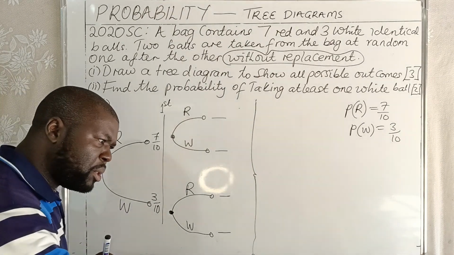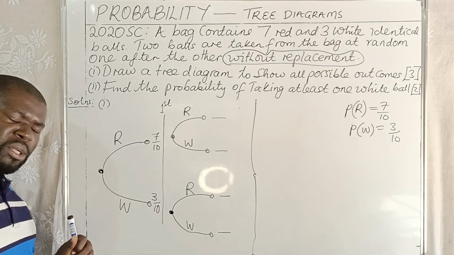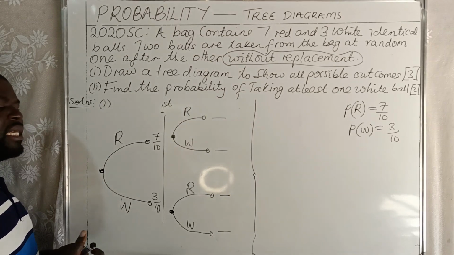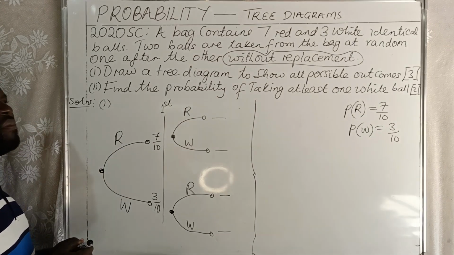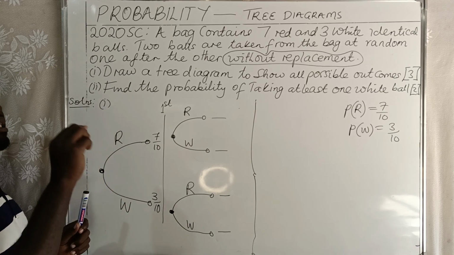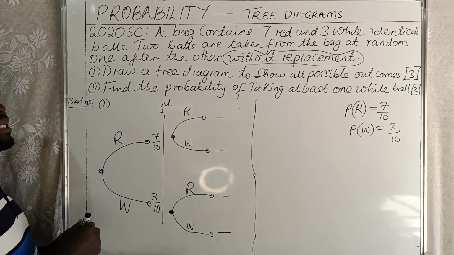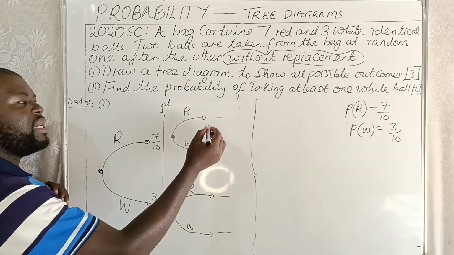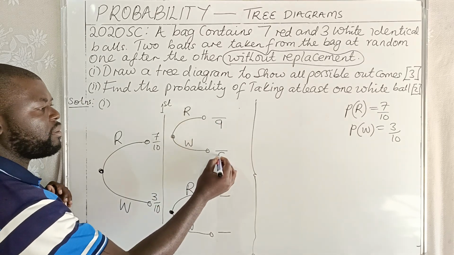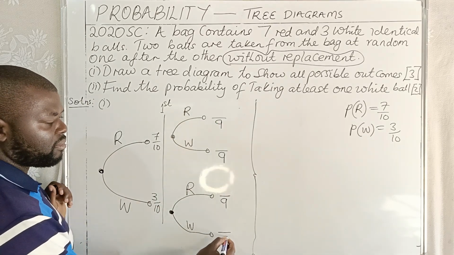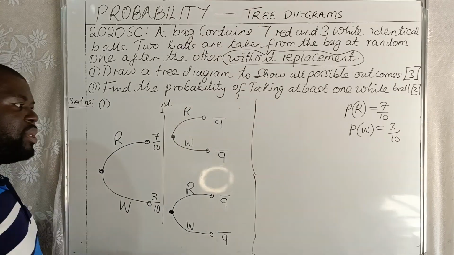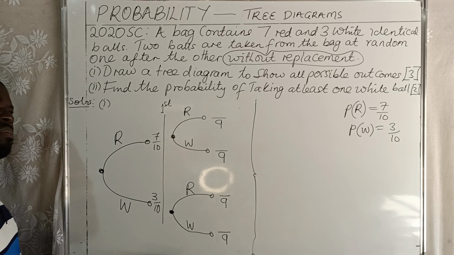So the first ball that was picked was never replaced. So what remained in the bag was 9. So 9 balls remained in the bag because the first ball was not replaced. Therefore, the denominator will reduce by 1. So the denominator in the second set reduces by 1 because the first ball that was picked was never replaced. Okay, let's move on.